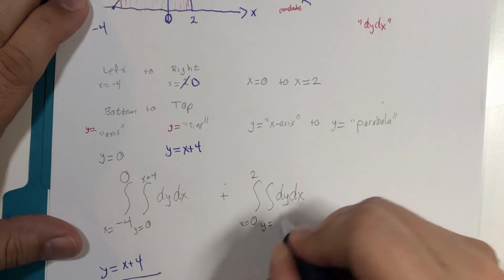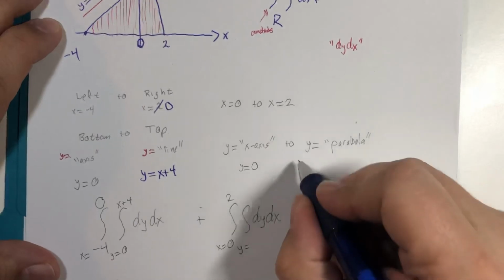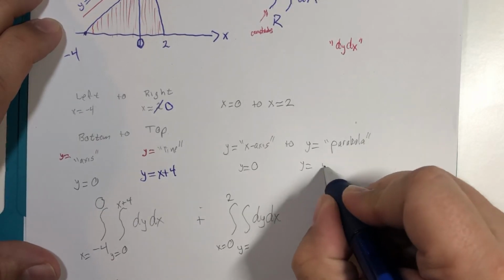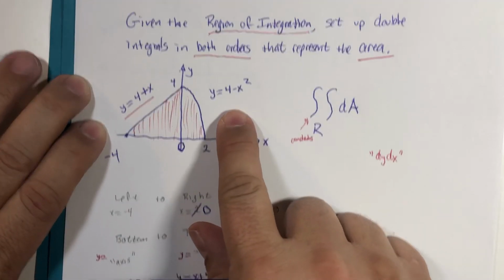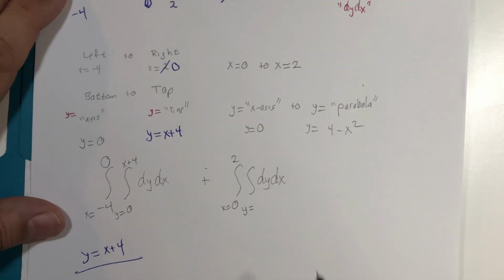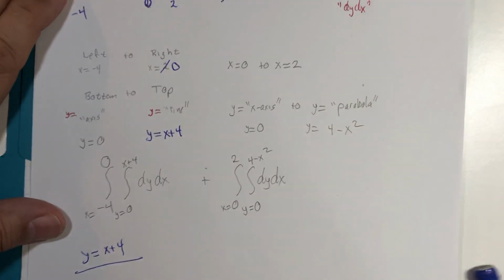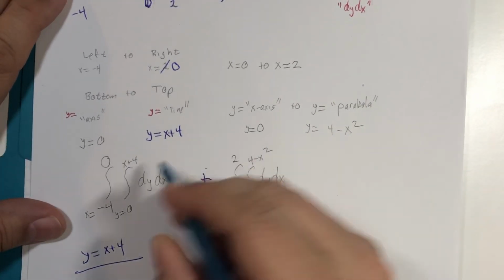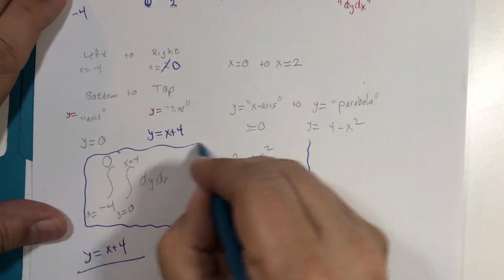And y goes from the x-axis, y is 0, to y equals the parabola, which is given to be 4 minus x squared, if we were to come back up in the list. 0 to 4 minus x squared. It takes 2 sets of double integrals to make this work for us.